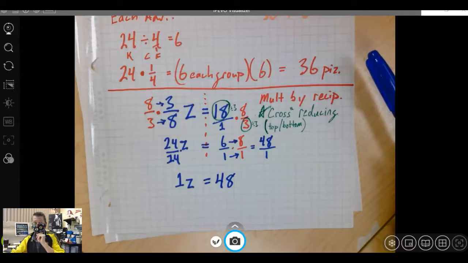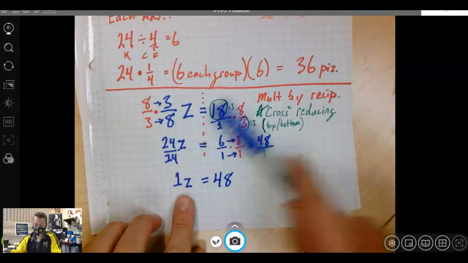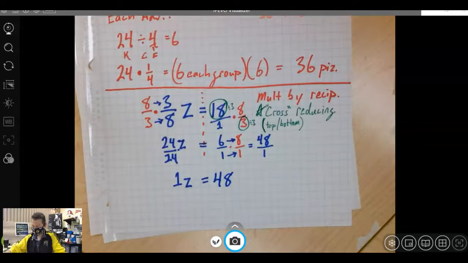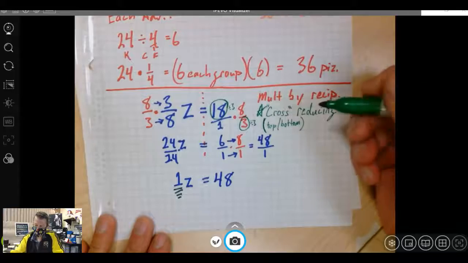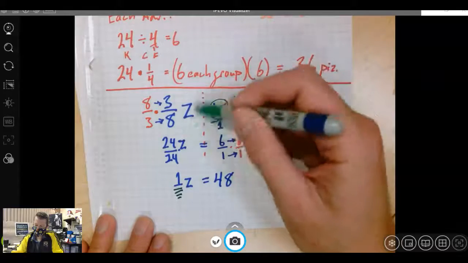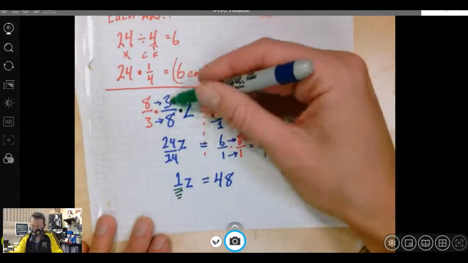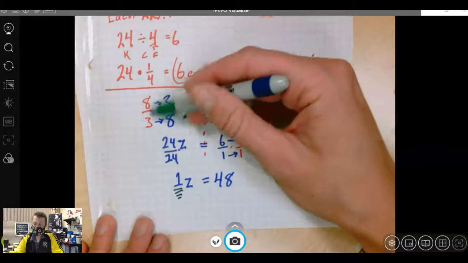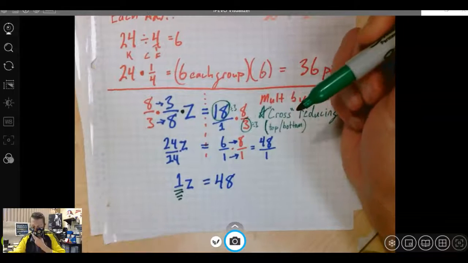Yeah, so because we want to isolate the variable, the numbers we're looking at are the ones on the same side as the variable. So here, the number that was attached to it was 3/8. That's why we use it to make the reciprocal 8/3. Yeah, thank you very much for that question.